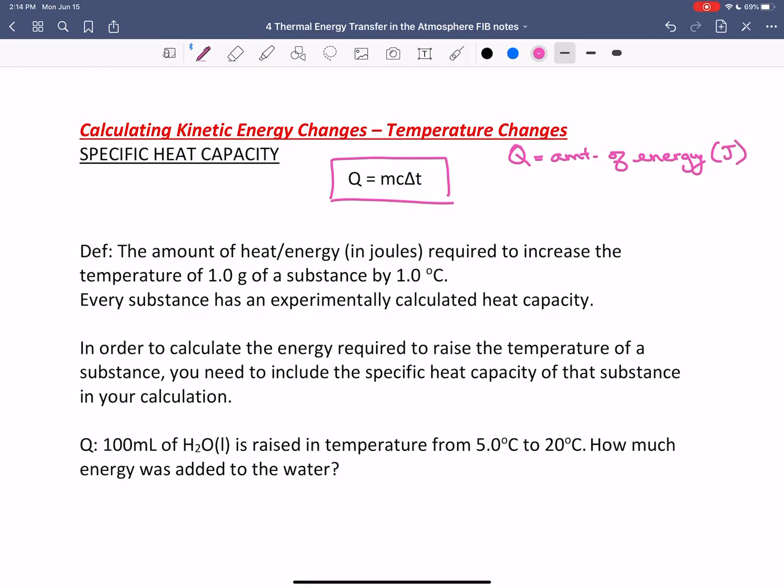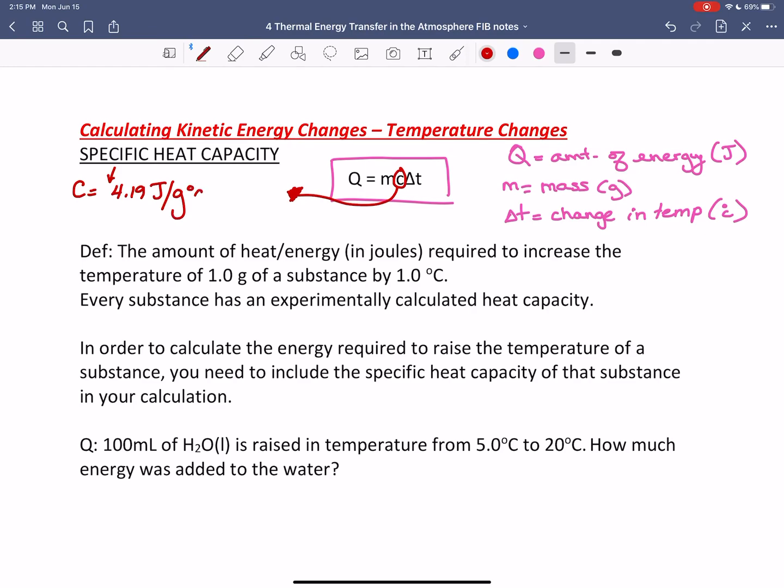Q is the energy in joules, m is the mass in grams, and delta T is the change in temperature that I want to experience, in degrees Celsius. And then the last thing is this C value. C is going to be a constant, and for water, it is the specific heat capacity, which is 4.19 joules per gram per degree Celsius.